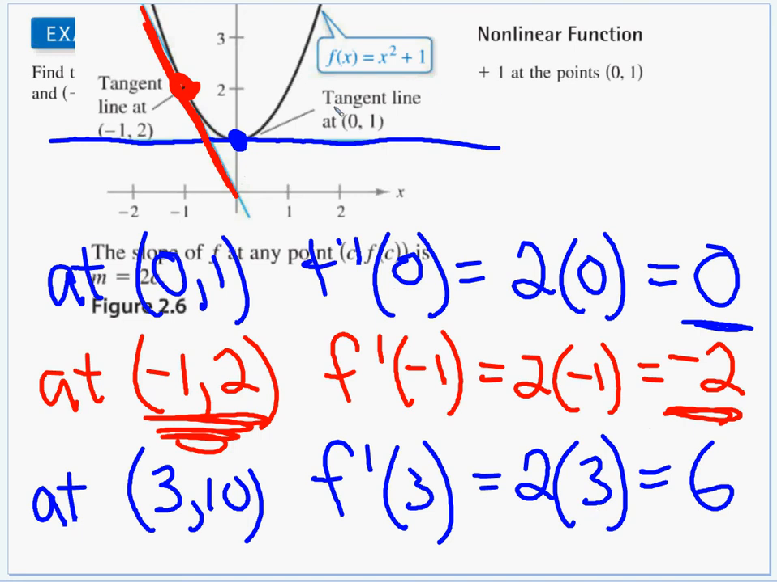Now, we would have to go off the graph to see this, but if we went out to 3, we would go way up on that parabola, and our tangent line would be much steeper. Think about it, here's just a basic parabola. As we head up, it's getting steeper and steeper. Our tangent line would be getting very steep pretty quick.